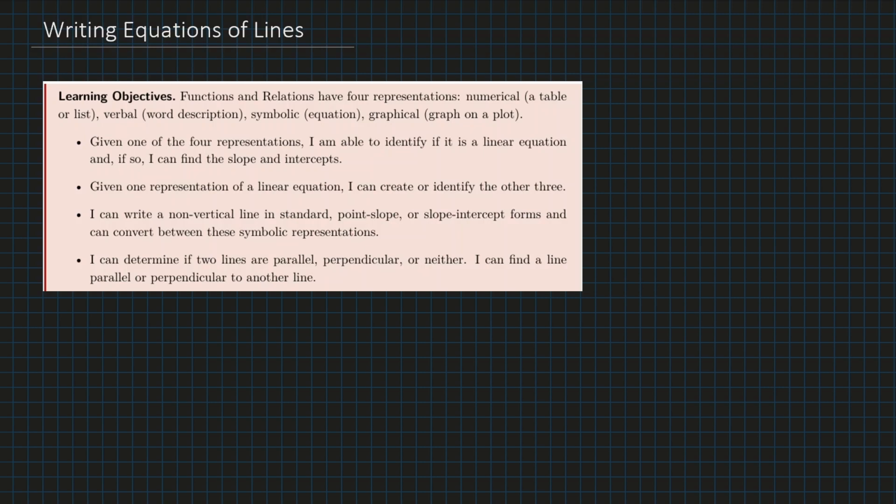And so given one of the four representations, you're going to be able to write the equation in standard, point-slope, or slope-intercept forms and convert between them. And towards the end of this lesson, you'll be able to determine if two lines are parallel, perpendicular, or neither. And you can find lines that are parallel or perpendicular to another line.